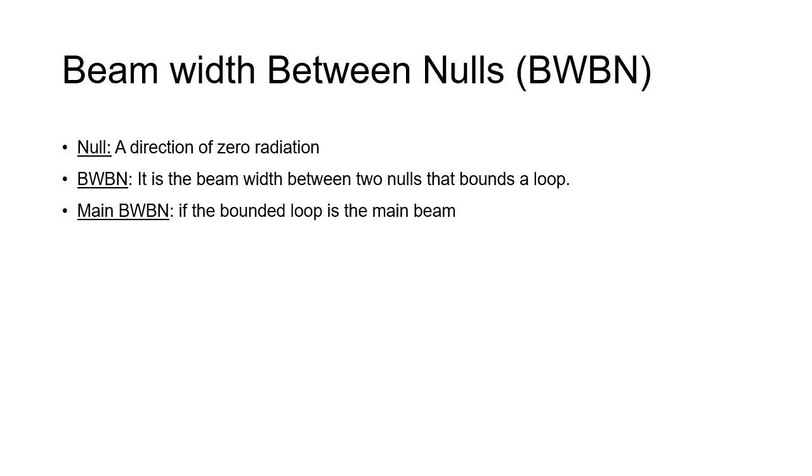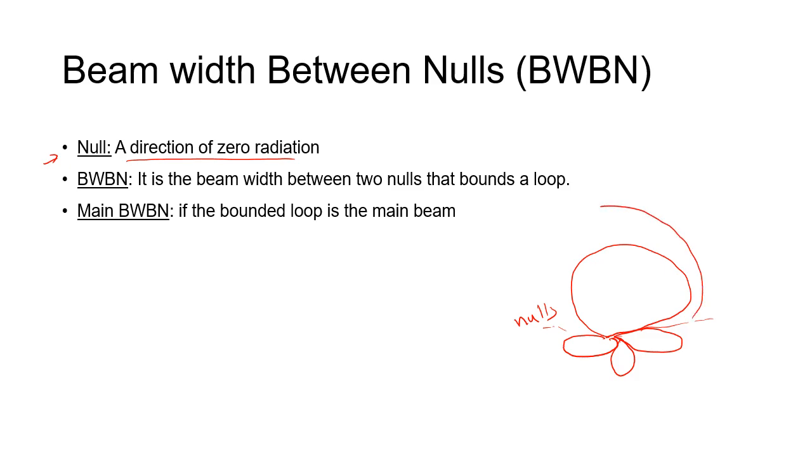Now we move to explain how the power propagates. The first one is the beamwidth, and now I'll plot a radiation pattern in two dimensions. Assume this is what we saw in the previous slide. There are some points which don't have any radiation, and these are called nulls. A null is simply a direction of zero radiation. So what is beamwidth between nulls? If we have two nulls, theta 1 and theta 2, this angle difference is the beamwidth between nulls. If this was the main lobe, then this is called the main beamwidth between nulls.